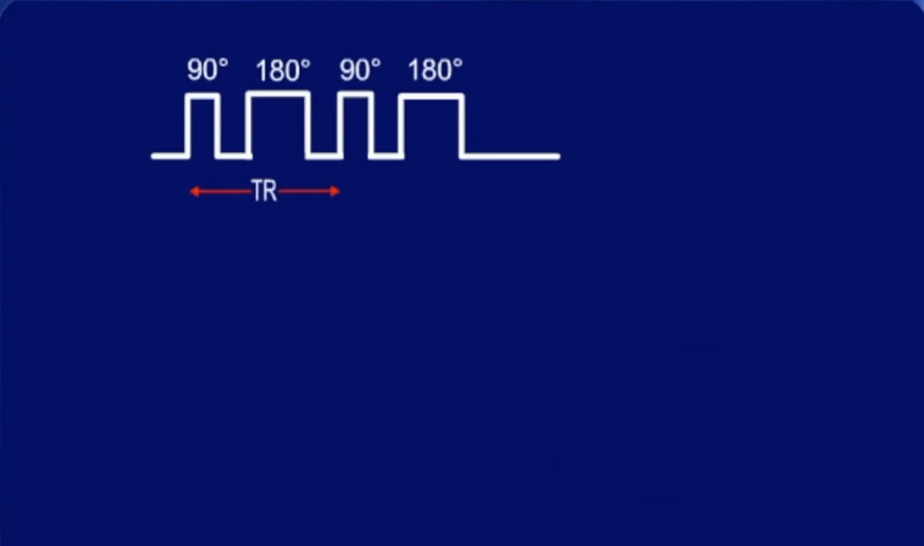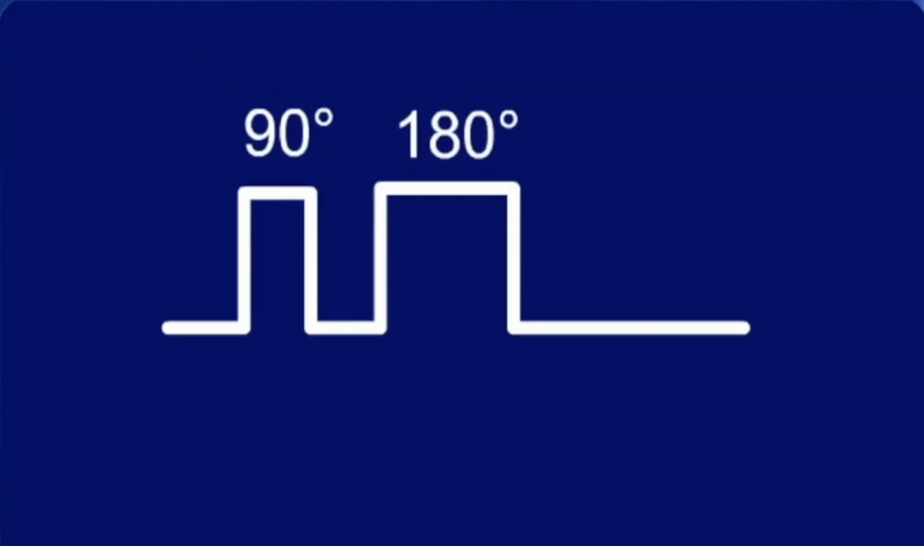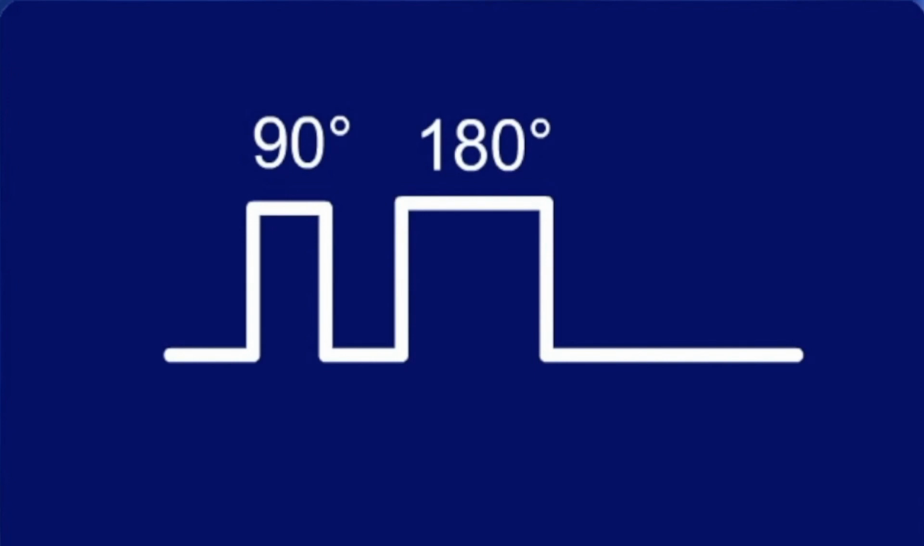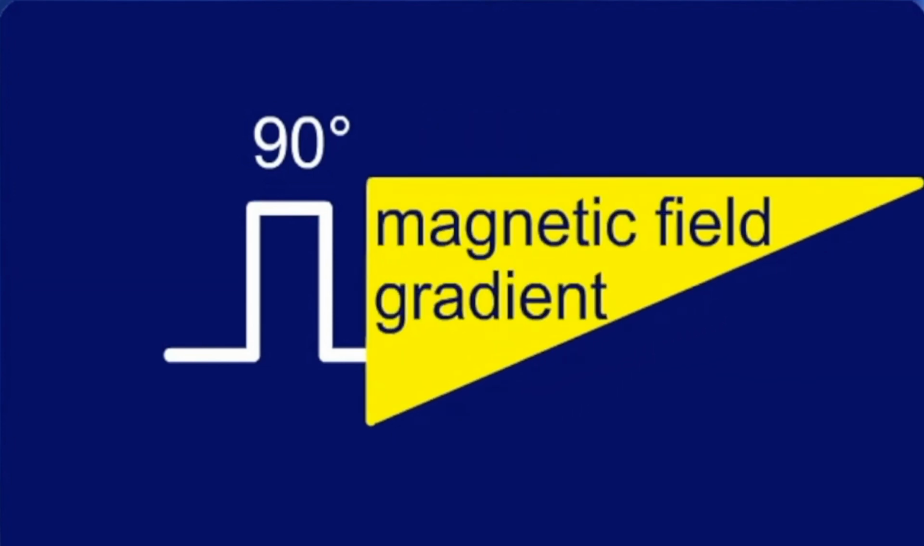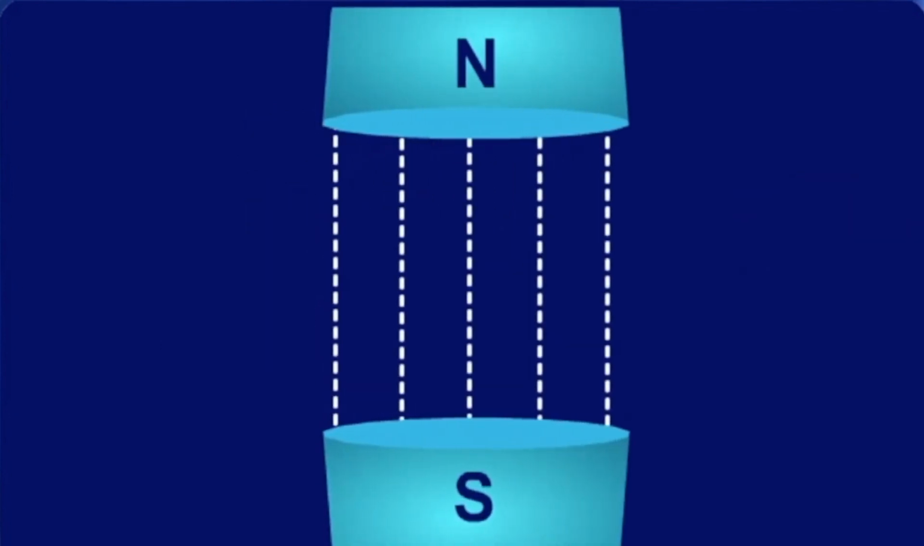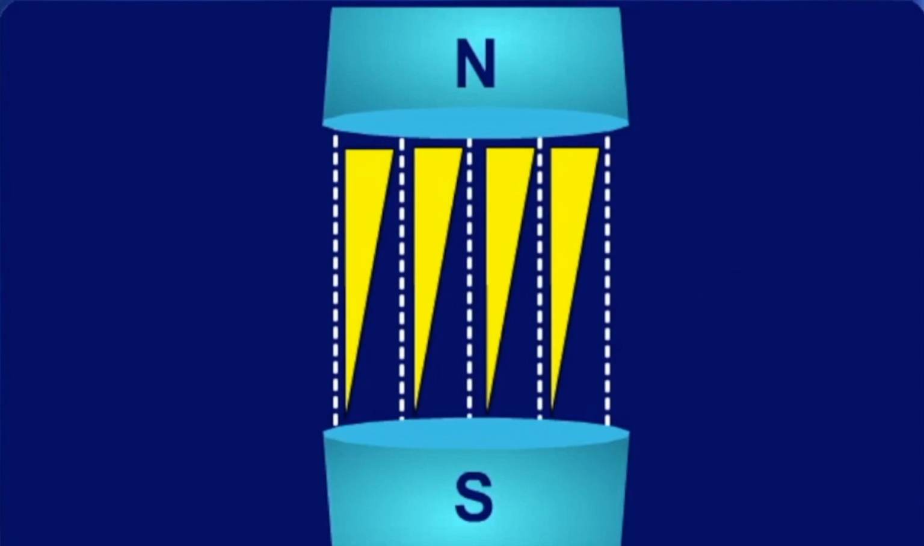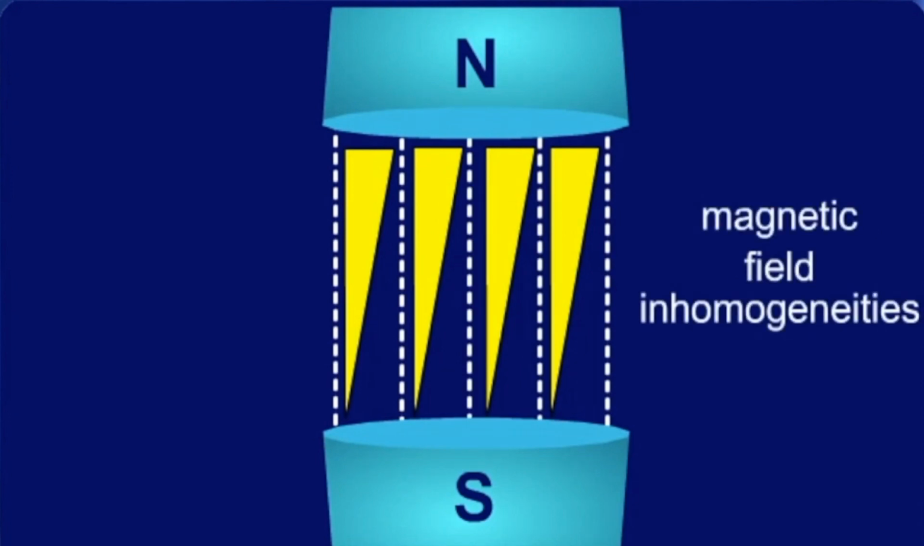These problems are solved as follows. We use a different way to refocus the dephasing spins. Instead of a 180-degree pulse, we apply a magnetic field gradient. This means that an uneven magnetic field, a gradient field, is added, superimposed on the existing magnetic field. The magnetic field gradient is switched on for a short time. This results in even larger magnetic field inhomogeneities in the examined slice.